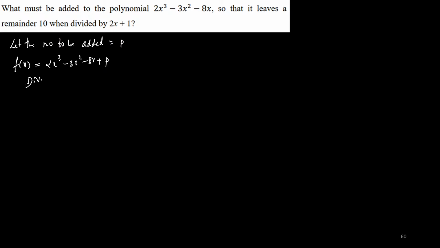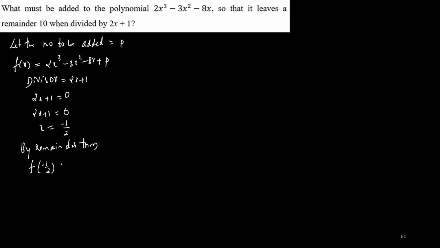So what is the divisor over here? Divisor is equal to 2x plus 1. Okay, so now divisor to be equated to 0. So 2x plus 1 equal to 0. I can write x is equal to minus 1 by 2. So now by remainder theorem, I can write f of minus 1 by 2 is equal to the remainder, which is supposed to be 10.